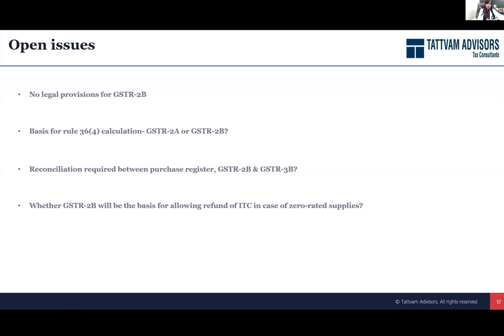According to us, since 2B does not have any legal backing, it would be taken more as reference material. For any other calculation, we believe that 2A still holds good as per the law and should be taken as the basis for our 36(4) calculation, and for any other reconciliation. And in those cases where your suppliers file their return after the 11th, let's say on the 13th or 14th, some people in the industry have put in the 15th as a cutoff date to pull down all the ITC and take the ITC basis on that data for filing their returns on the 20th of the subsequent month.